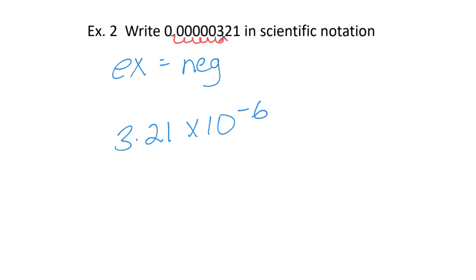Once again, we're also worried about sig figs. And here, remember, you start from the first number and count right. There are only 3 sig figs in this number, so there should only be 3 sig figs in your scientific notation number. So it's not 3.210, although I don't think you'd get that from this anyway. So it's just 3.21.